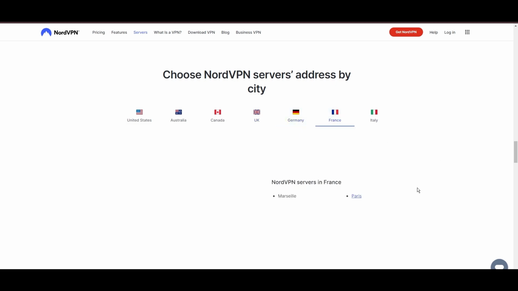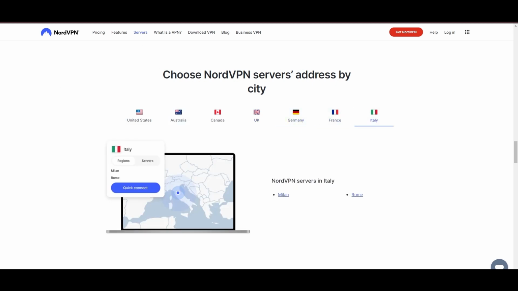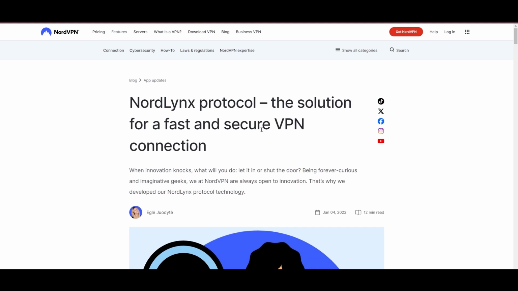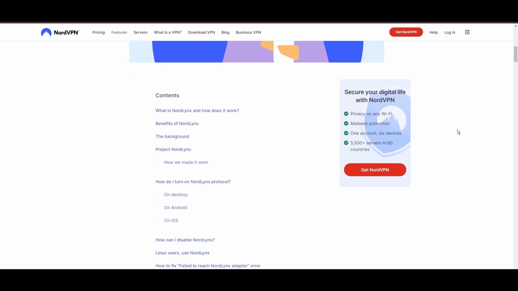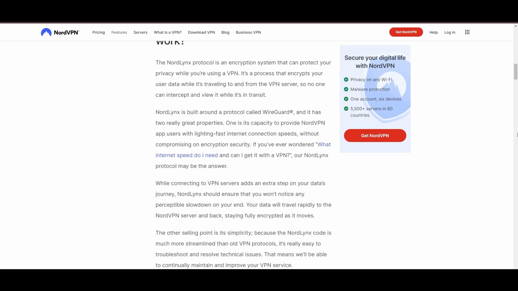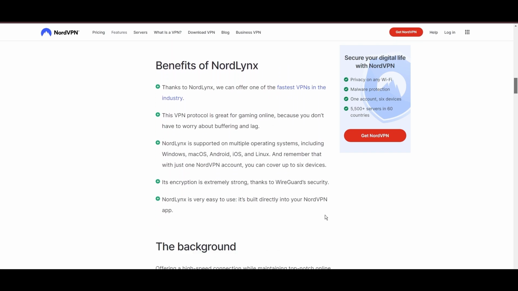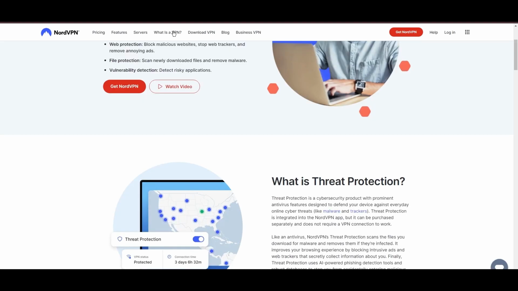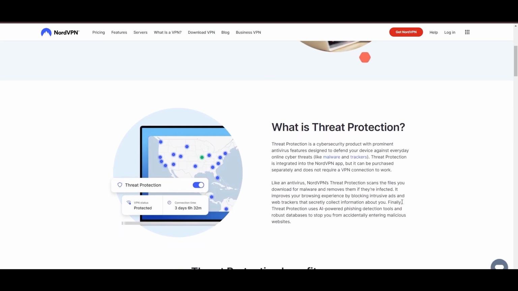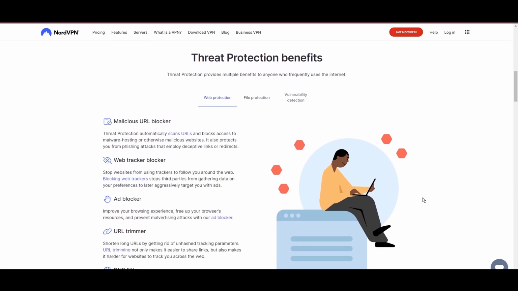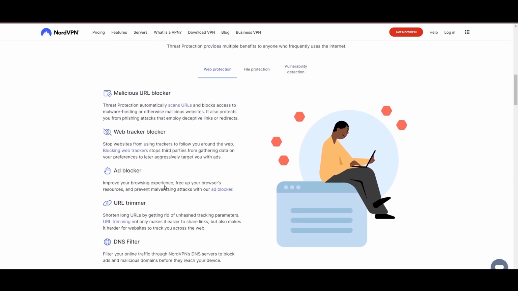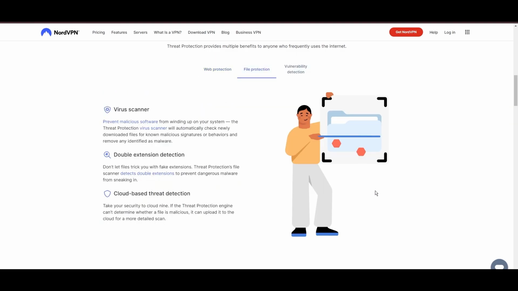NordVPN is distinguished by its use of NordLynx, a superior version of the WireGuard protocol, designed to provide unmatched speed and security. This means you can enjoy a smooth experience on Firefox with confidence in the robust encryption of your data. NordVPN's dedication to security is clear with its features, including military-grade AES-256 encryption, a dependable kill switch that protects your data if your VPN connection drops while using Firefox, split-tunneling capabilities, and obfuscation tools.